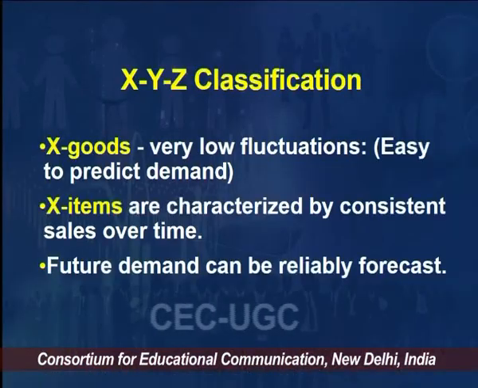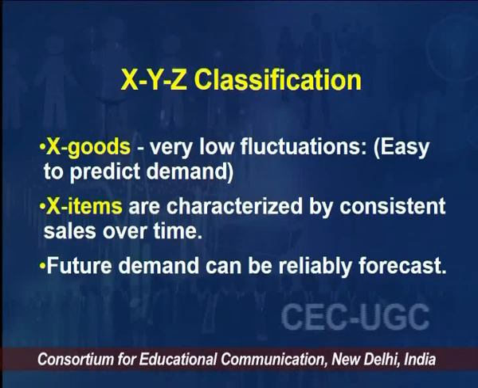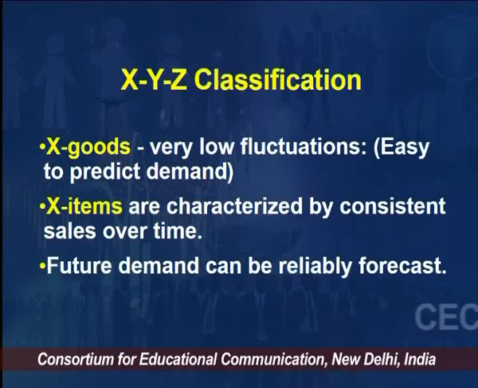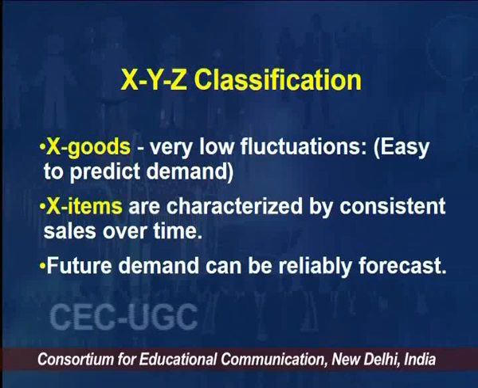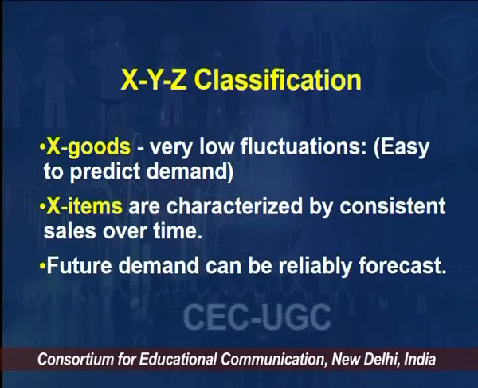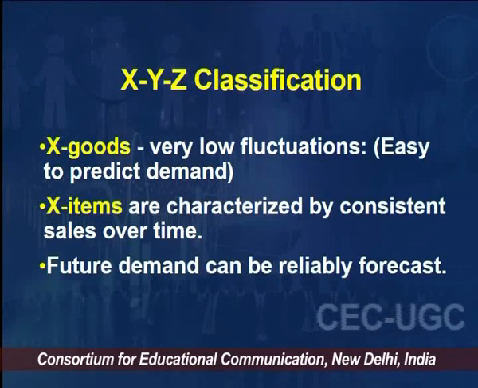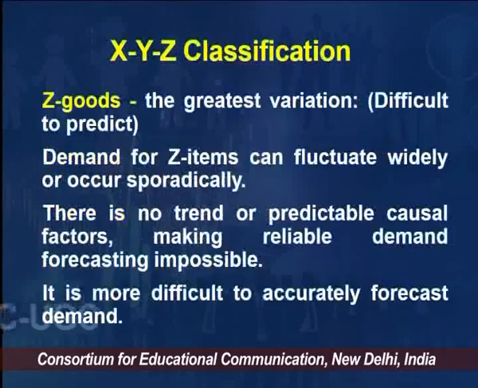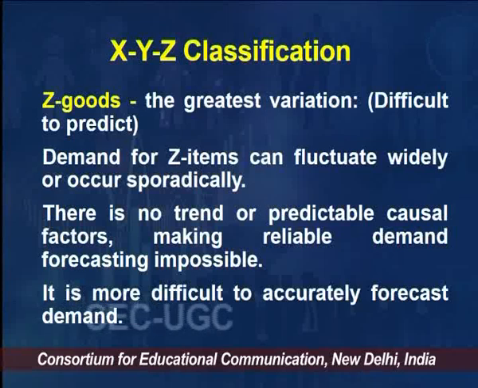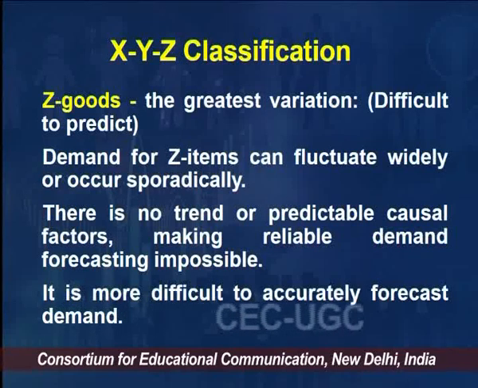Then there is another classification called XYZ classification. X stands for very low fluctuations, easy to predict demand. X are characterized by consistent sales over time. Future demand can be reliably forecast. Y goods have some fluctuations, that is predictability on average. And then there are Z type of goods that have the greatest variation, that is difficult to predict.